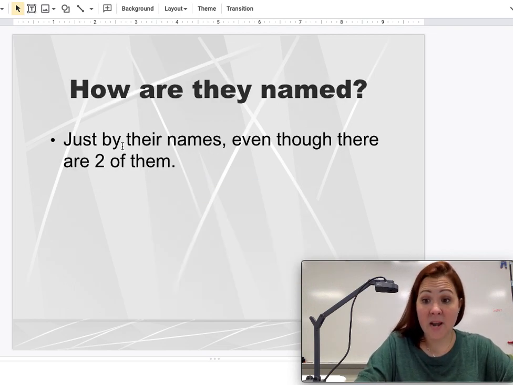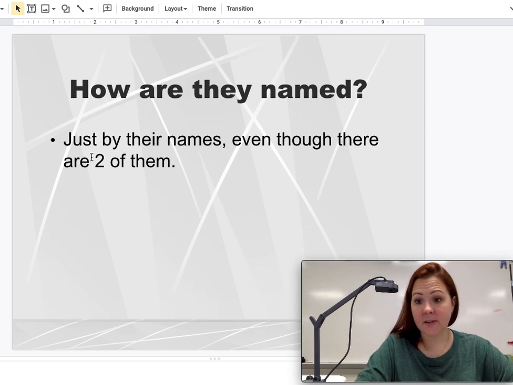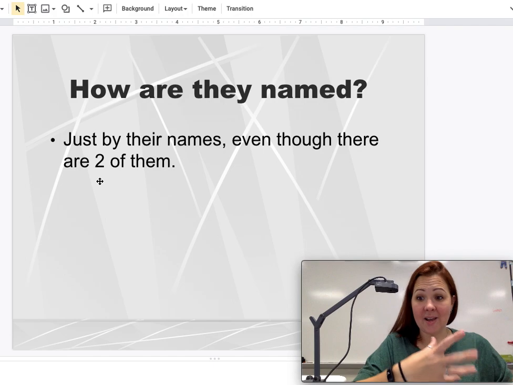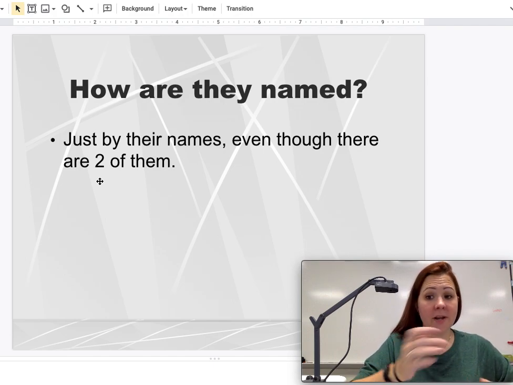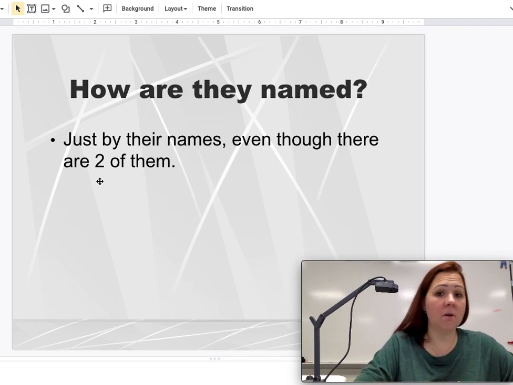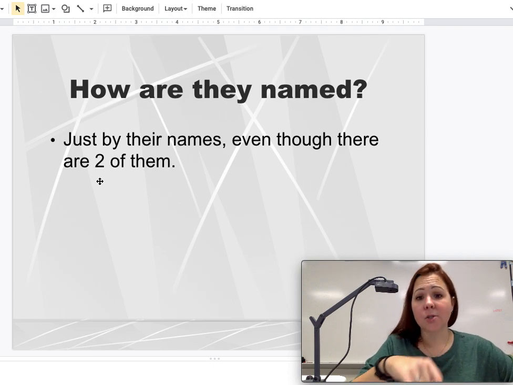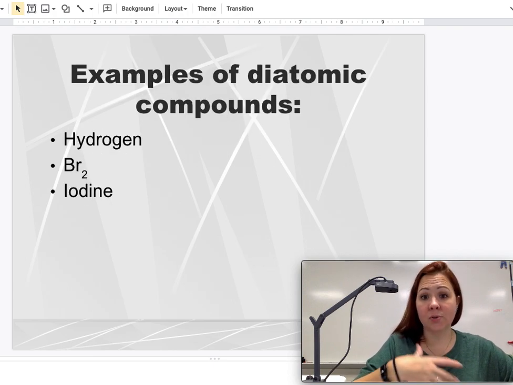Now with their naming rules, they're actually pretty easy because they don't get a special name. They just get named like their element. N2 is called nitrogen. O2 is called oxygen. Br2 is called bromine. So there are no special rules when we look at these. The only thing that you need to remember is when it's all by itself, you put a 2.